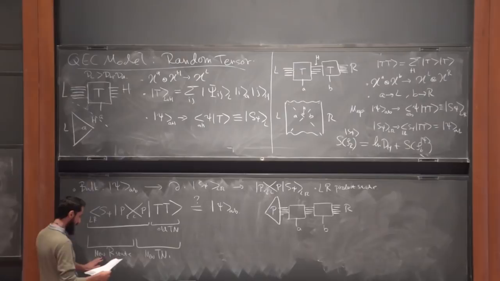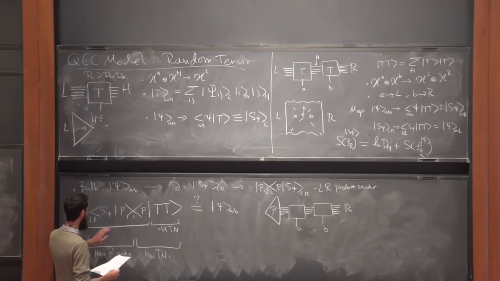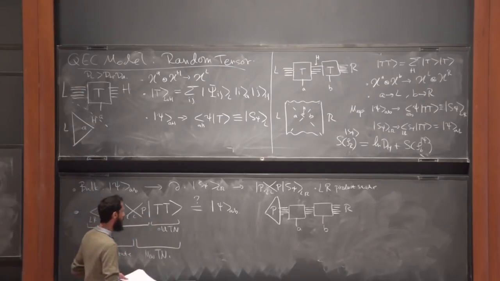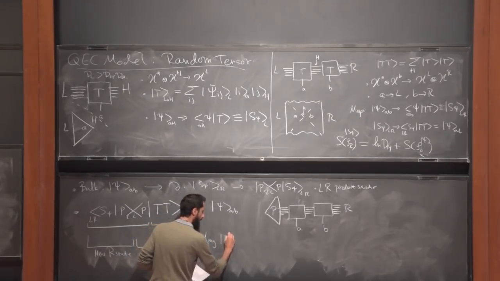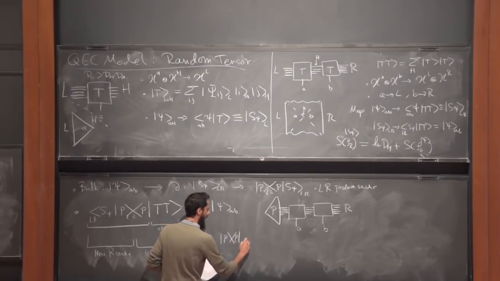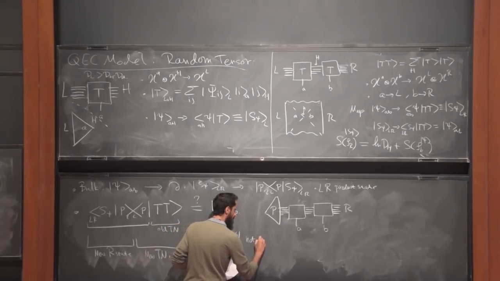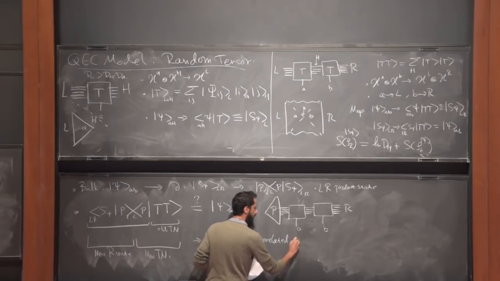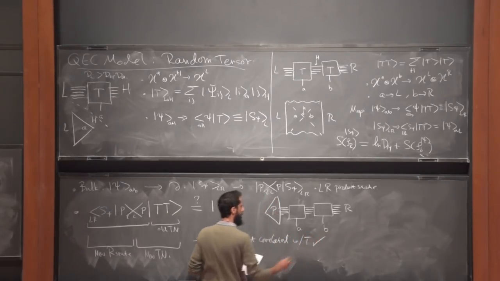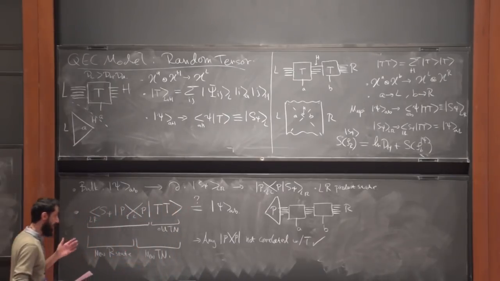Good. Okay, so now let's go back to this. So what are the conditions that this is true? Turns out that it works for any projection that is not correlated with the tensor. And the intuition is actually clear.